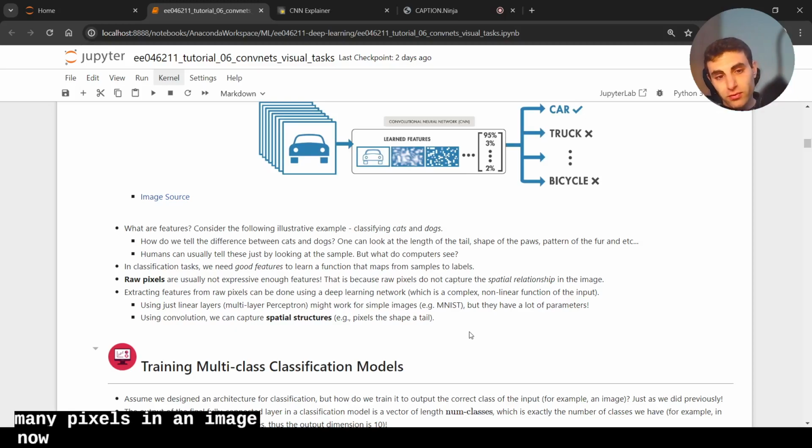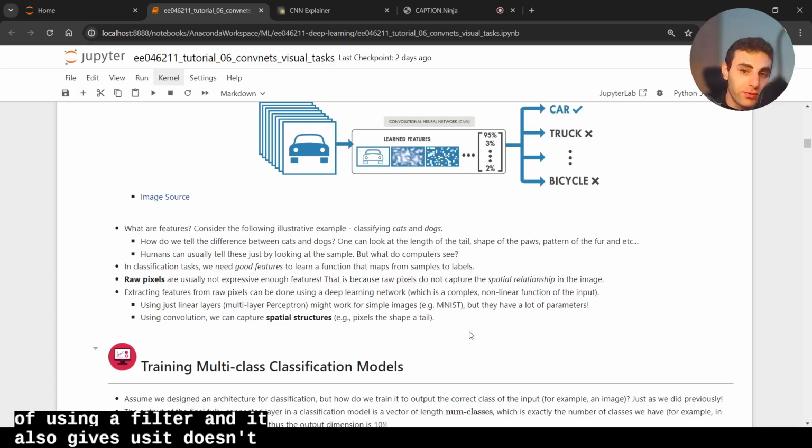Now, using convolution, we can actually capture spatial structure because this is the whole idea of using a filter, and it also allows us to reduce the number of parameters greatly because filters are usually designed at spatial sizes which are 3x3, 5x5, and 7x7. Which means that we have much fewer parameters, right? So this is also another advantage of using convolution.